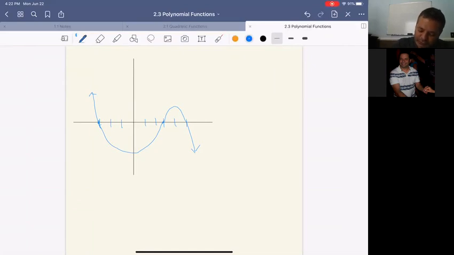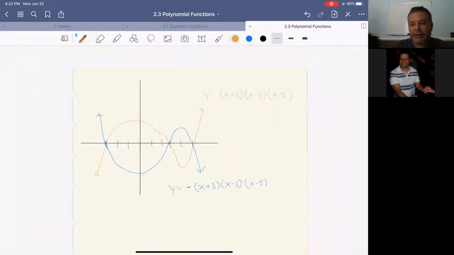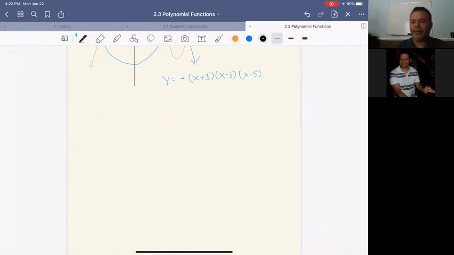So y equals negative (x plus 3)(x minus 3)(x minus 5). Okay. Similarly, just like in the other one, if I would have given you this, that one's going to be the positive. Okay. Now, just one last sort of thing that is sort of in the problem set.